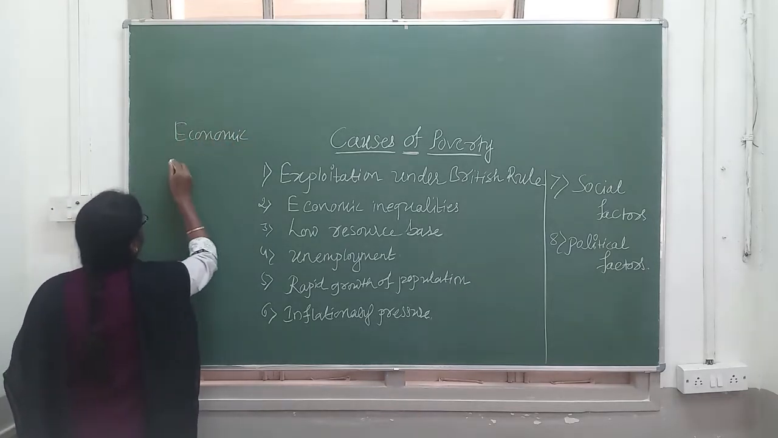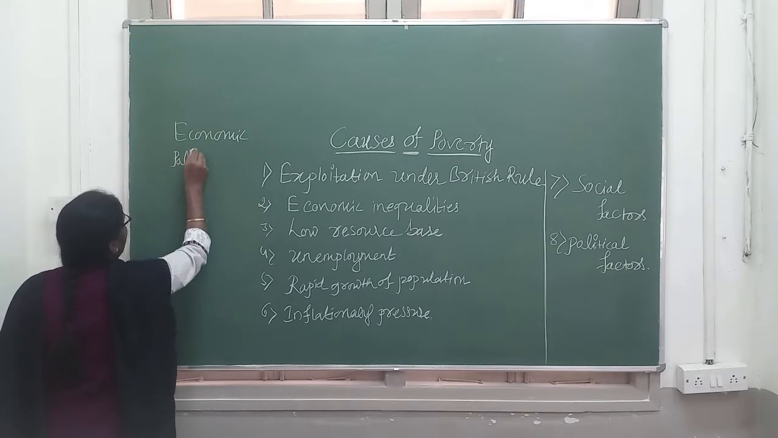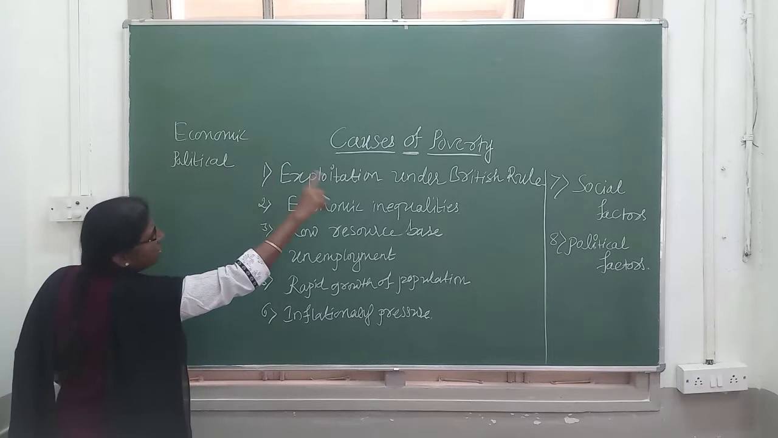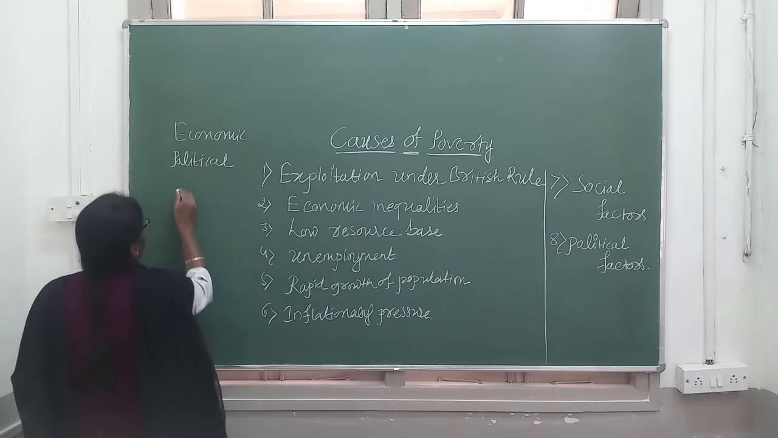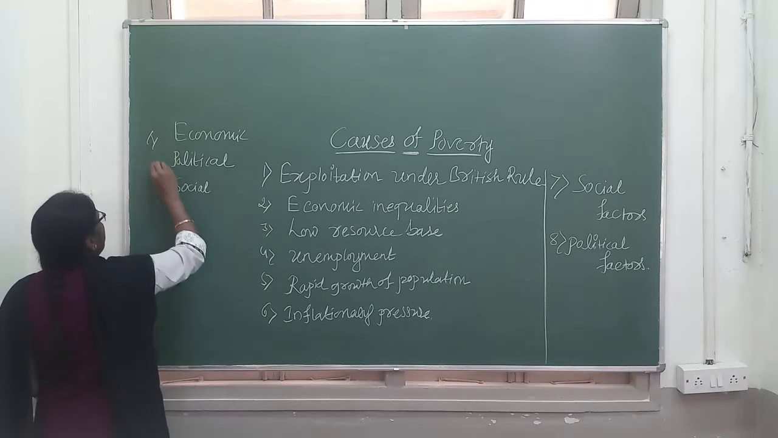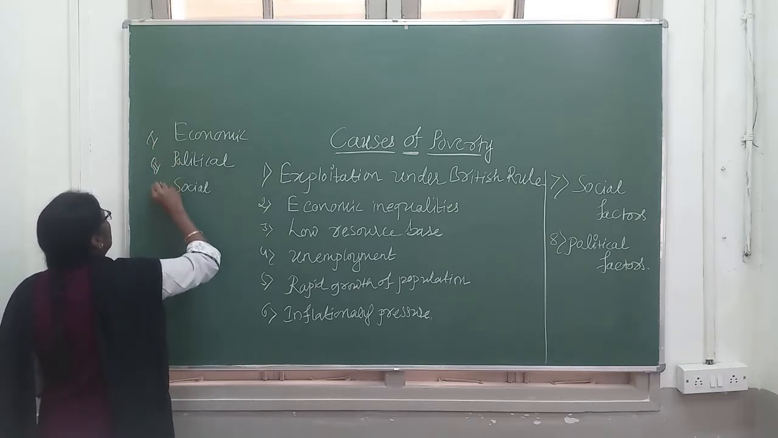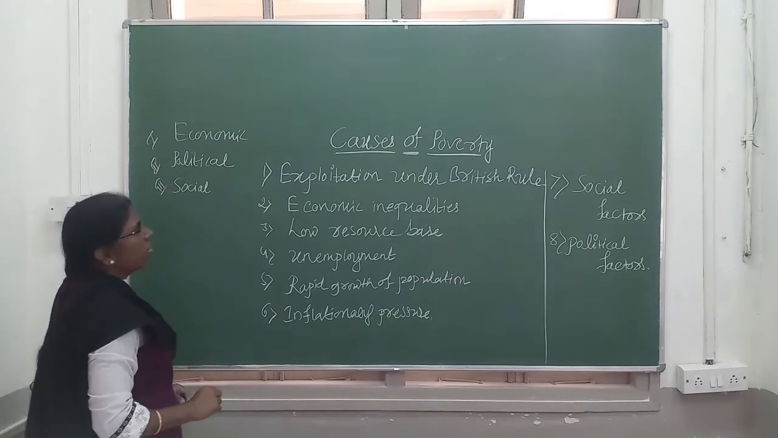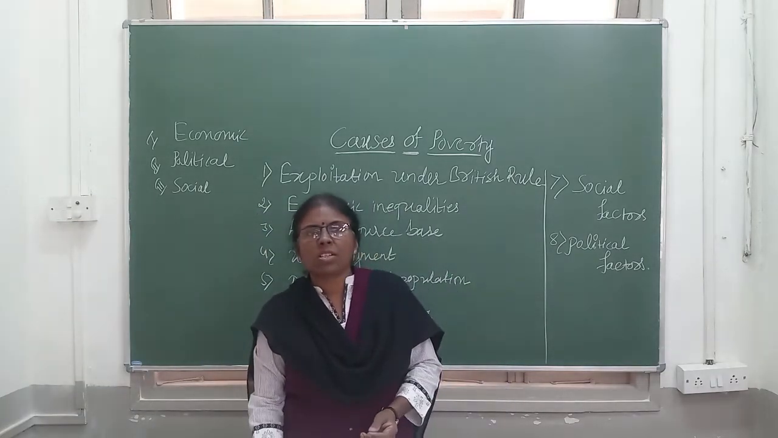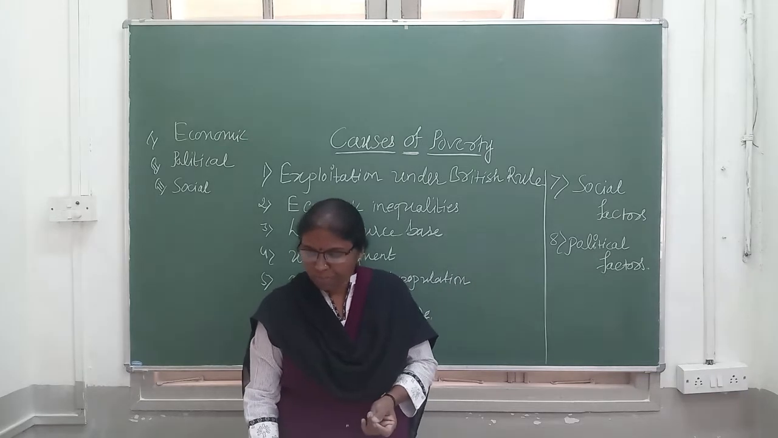So I will write here economic causes, and here political causes, and the social is given in points 7 and 8. Yes, is it clear? So these are the three types of causes that are responsible for poverty. Okay, let us try to understand one by one.